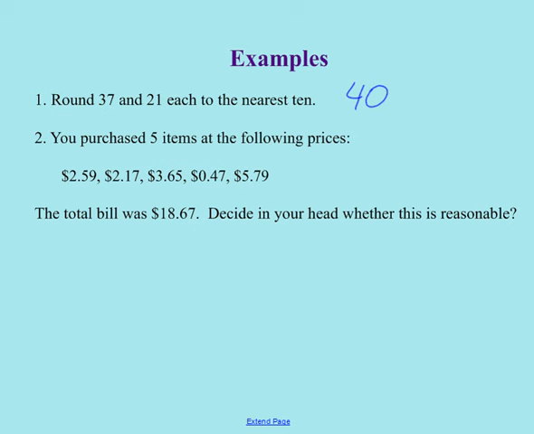Next we have the number 21. Once again, since we're rounding to the tens place and the 2 is in the tens place, we're going to look at the 1 because it is the digit to the right of the tens place. Since 1 is less than 5, we're going to round down to 20.